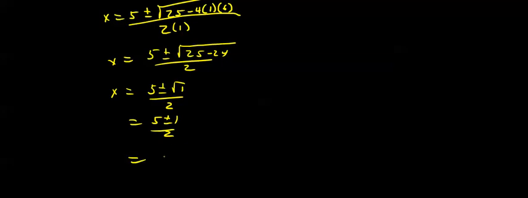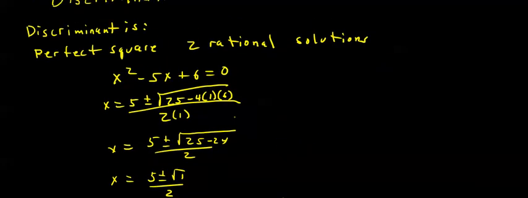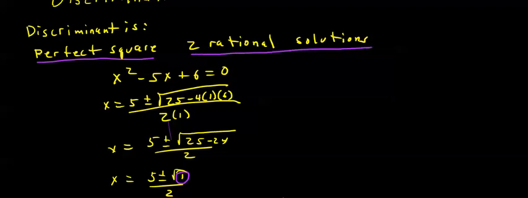5 plus 1 is 6, divided by 2 is 3. 5 minus 1 is 4, divided by 2 is 2. We have rational solutions because 1 is a perfect square. All right? So, if we have a perfect square, we have two rational solutions.